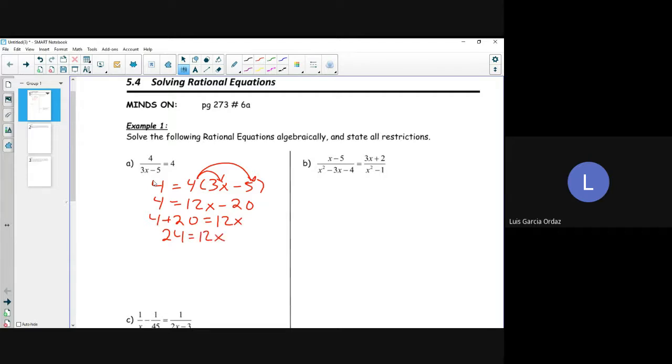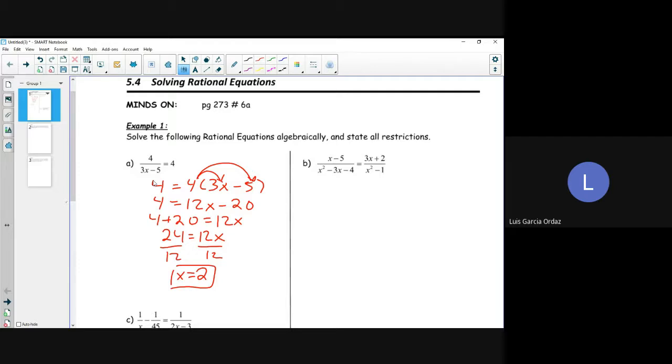Now to isolate, we just divide both sides by 12. And what is 24 divided by 12? 2. Okay? So this is true when x is equal to 2, okay? But because of the fact that it's a rational function, there are also restrictions. And restrictions are, we need to identify where the denominator is going to equal 0. And at that x value, we cannot have that happen, okay? So what is our denominator?